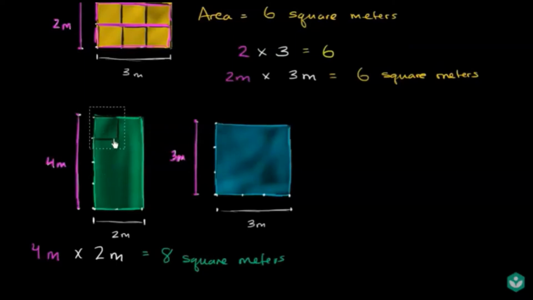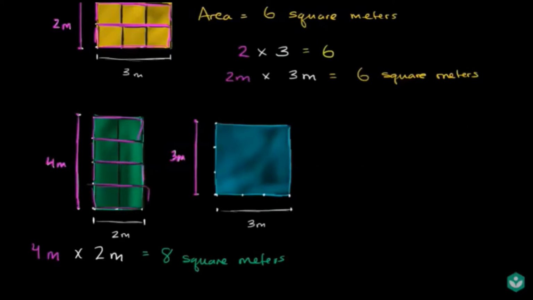So 1, 2, 3, 4, 5, and you see it's going in the right direction. 5, 6, 7, and 8. So the area of this rectangle is indeed 8 square meters. And you could view this as 4 groups of 2. That's where the 4 times 2 comes from. So you could view it as 4 groups of 2 like this.